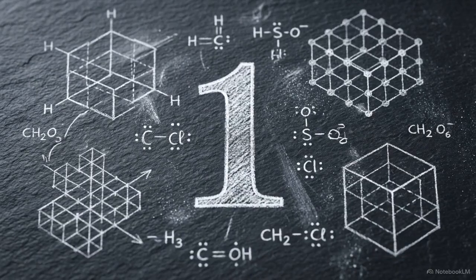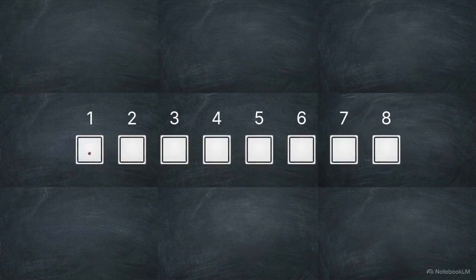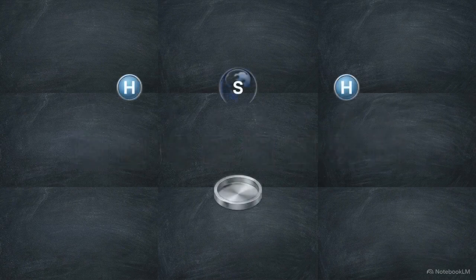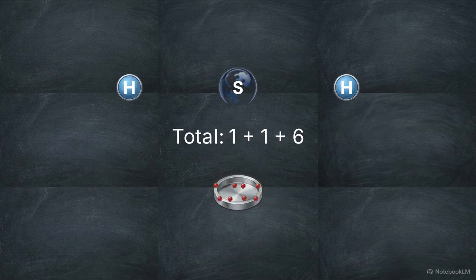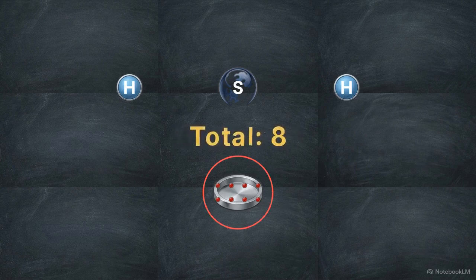Step 1. Determine the molecular compound's total electron budget. To do this, we count the valence electrons. Valence electrons are the outermost electrons that an atom actively uses to form bonds. On the periodic table, valence electrons match the group number 1 through 8. For hydrogen sulfide, or H2S, our equation shows 2 hydrogen atoms bringing 1 electron each, plus 1 group 6 sulfur bringing 6. This is a strict budget of 8 total valence electrons.